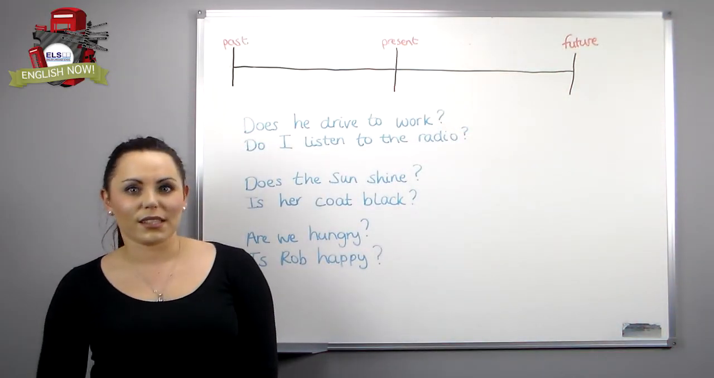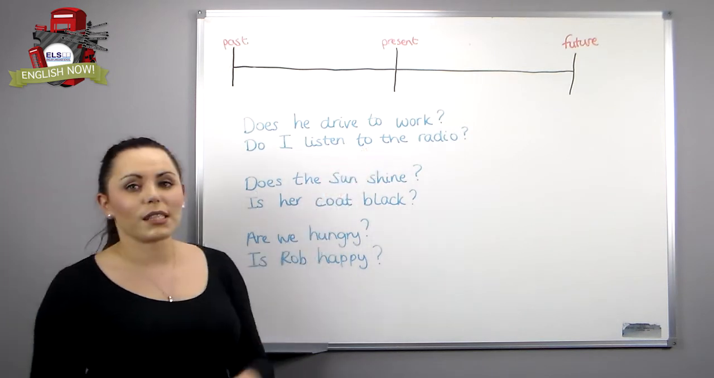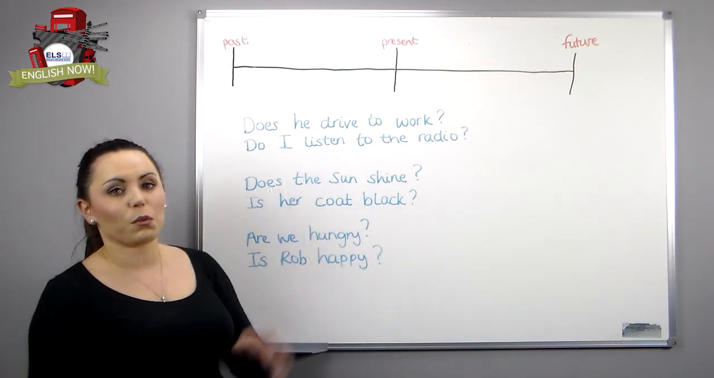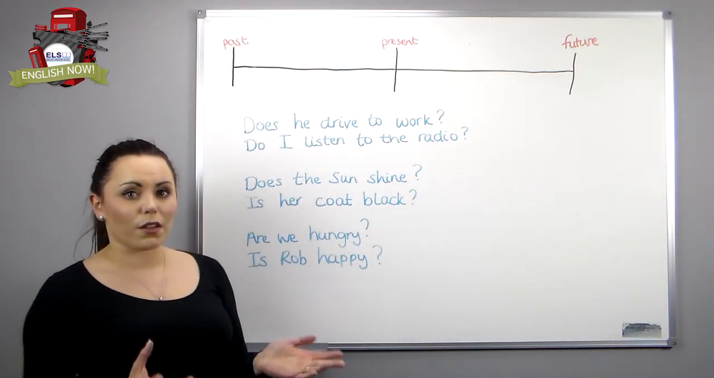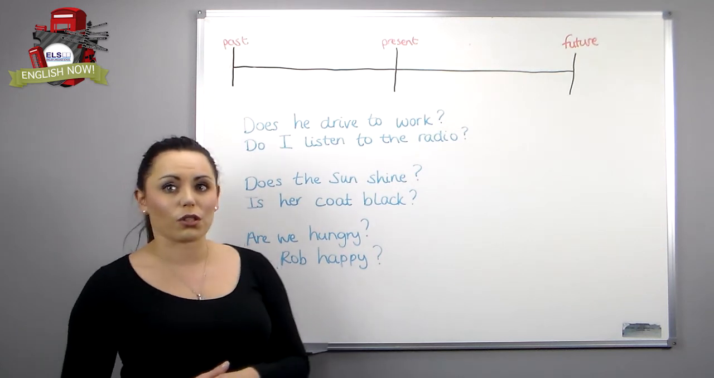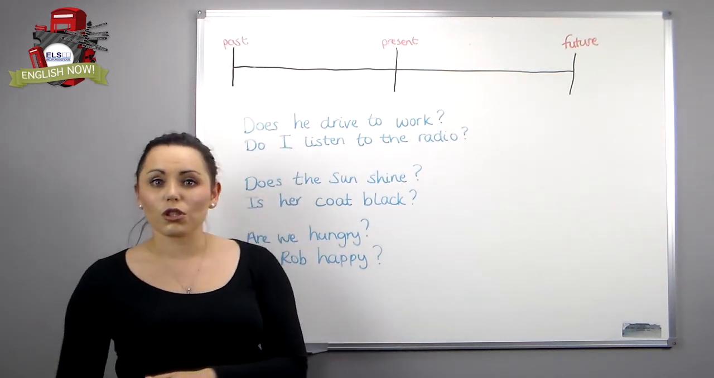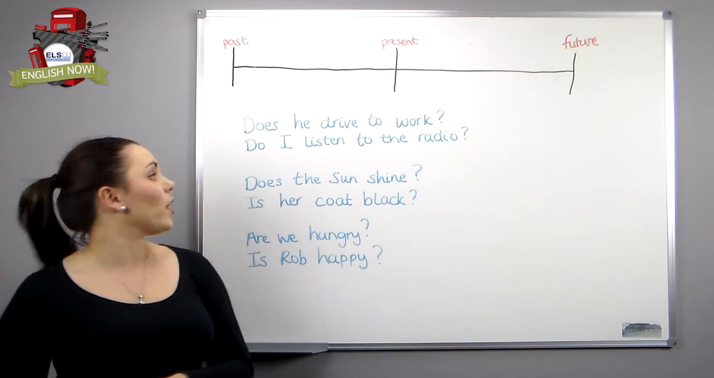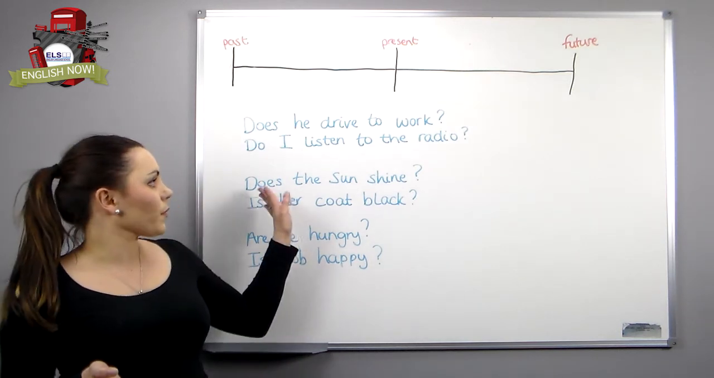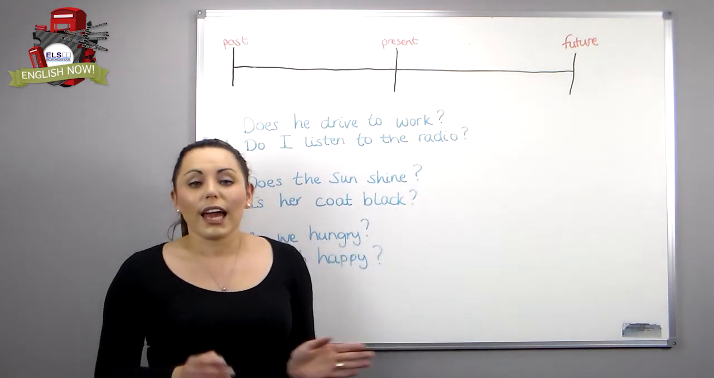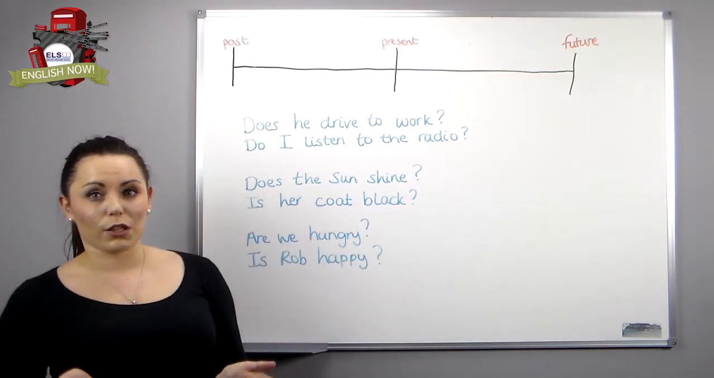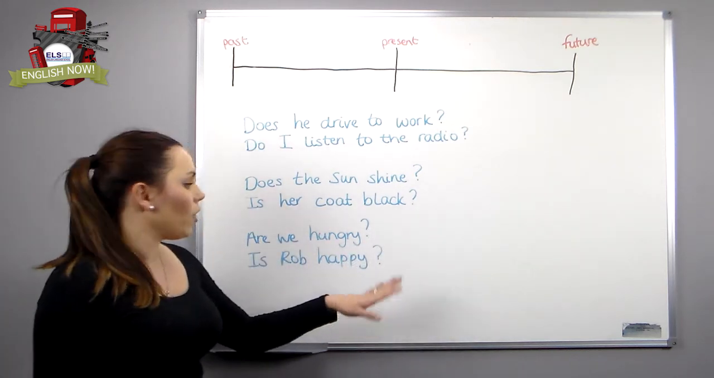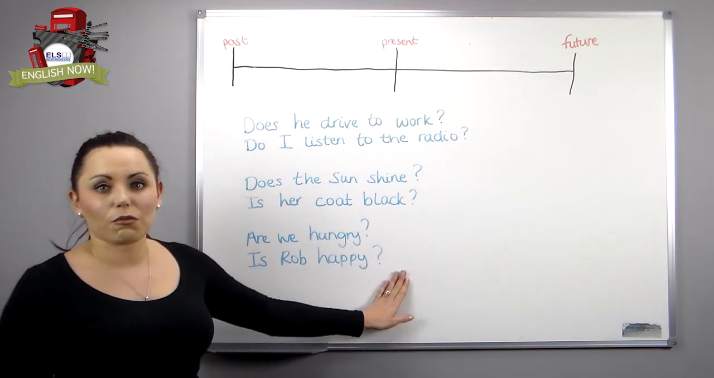The third type of sentence is a question. Questions are similar to negative sentences so that the verb stays the same no matter what the subject is. The part that changes, again, is do or does. Normally, we would start our question with the word do or does. For example, does he drive to work? Do I listen to the radio? Does the sun shine? If the verb is be, we can start our question with am, is or are. Is her coat black? Are we hungry? Is Rob happy?